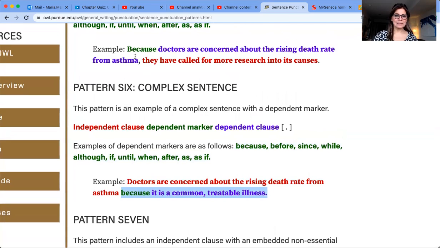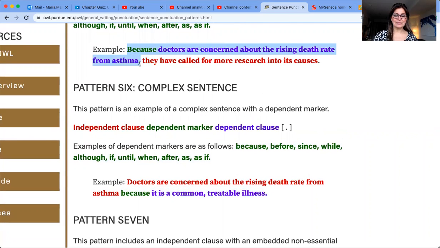In the previous sentence, you had "because" at the beginning of the sentence. If it appears at the beginning of a sentence, you need to follow that with a comma. If it appears in the second part of a sentence, you don't need any comma before that. But if you have more, for example, adjectives, "a common, treatable illness", that comma appears to separate two adjectives. What kind of illness? Common, treatable illness.